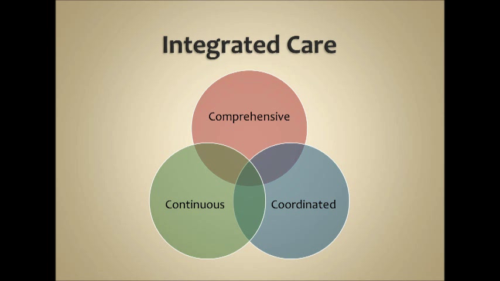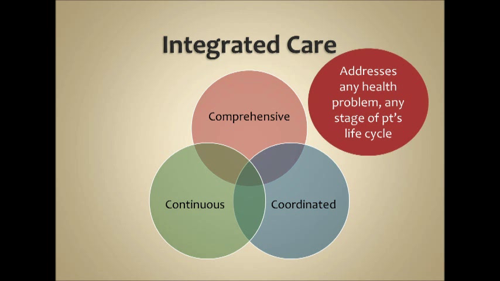Now let's get to the next domain, which is integrated care. So let's think about integrating care in three ways: having it be comprehensive, coordinated, and continuous. So what does that actually mean? Well, comprehensive addresses any health problem, any stage of a patient's life cycle. And remember, a health problem is sort of a big concept, okay? If you are worried about something, you may have a health problem, okay?